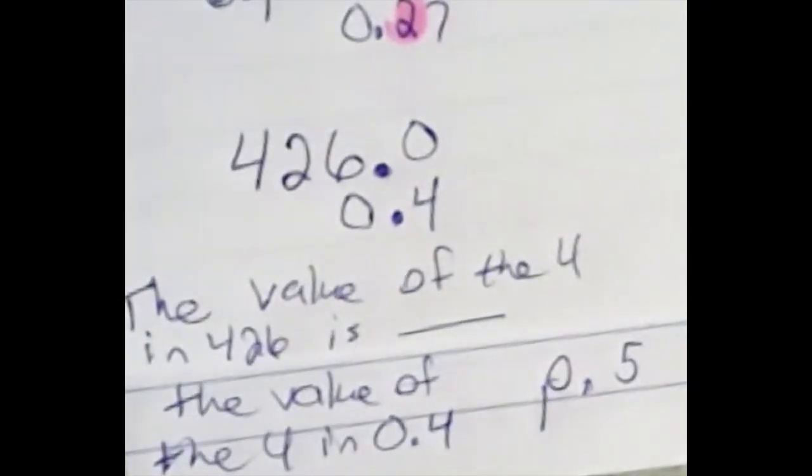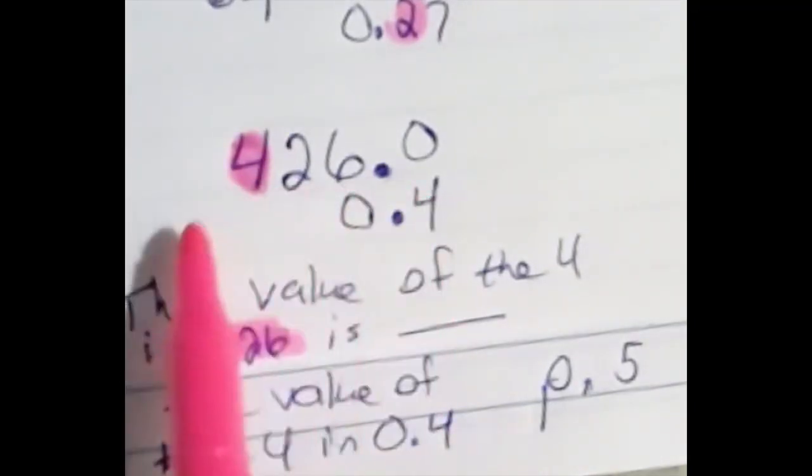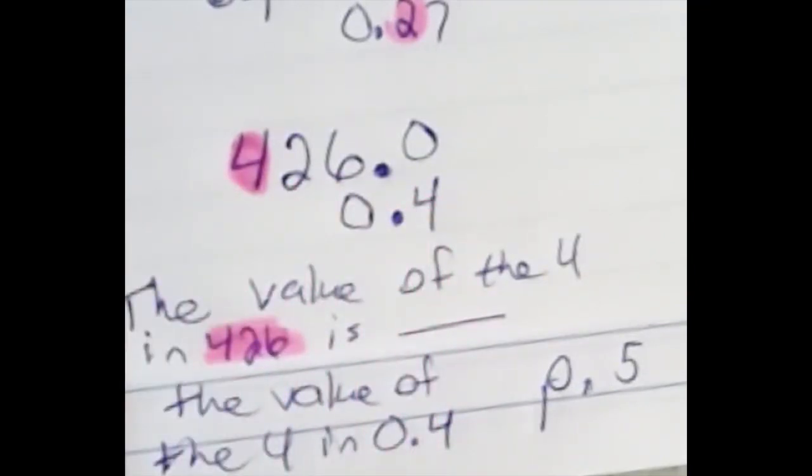All right, so I look for what comes first. The 4 that comes first in my problem is 426. So I'm going to highlight the 4 in 426. That highlighted 4 is to the left of my not highlighted 4. So that is multiplication. Here's the tricky part.